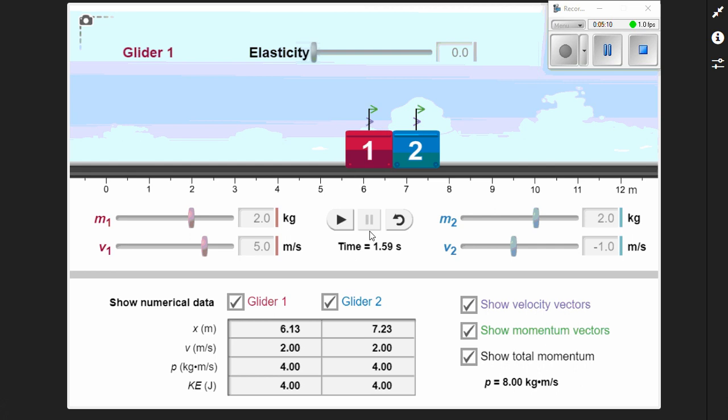And they have stuck together. The momentum is conserved. Take a look at that. It's still positive 8 kilogram meters per second. Remember, it's a vector. Look at the kinetic energy, much less. We've taken a big drop. 4 and 4 is 8 joules.